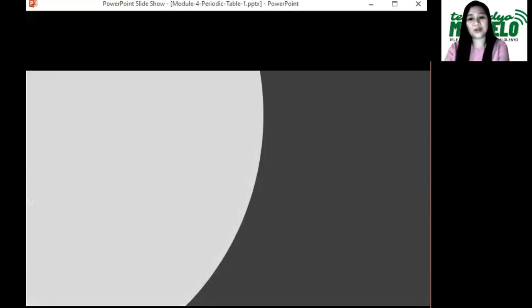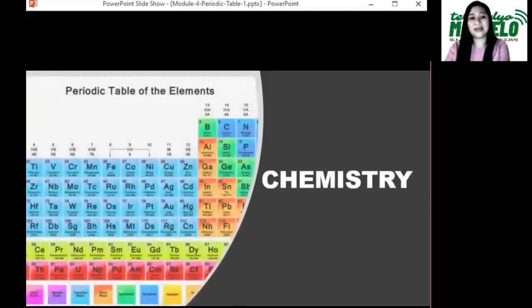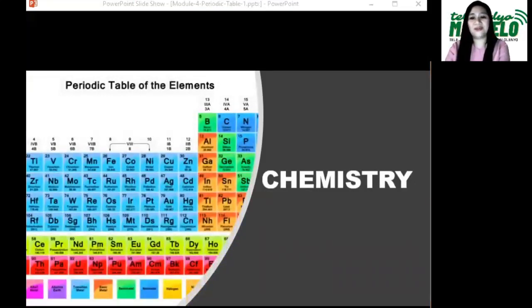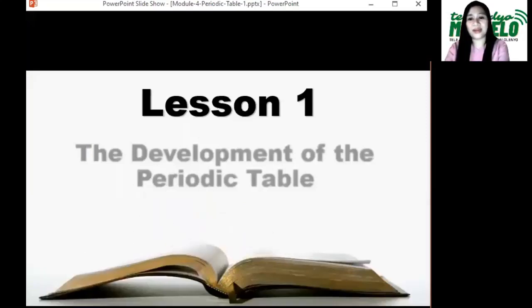Now, what tool is commonly used in chemistry that shows different symbols of elements? Of course, it's the periodic table of elements. Very good. You've got it all correct. Quarter 3, Module 4 is about the periodic table of elements. Module 4 is divided into 4 lessons. Lesson 1 focuses on the development of the periodic table.